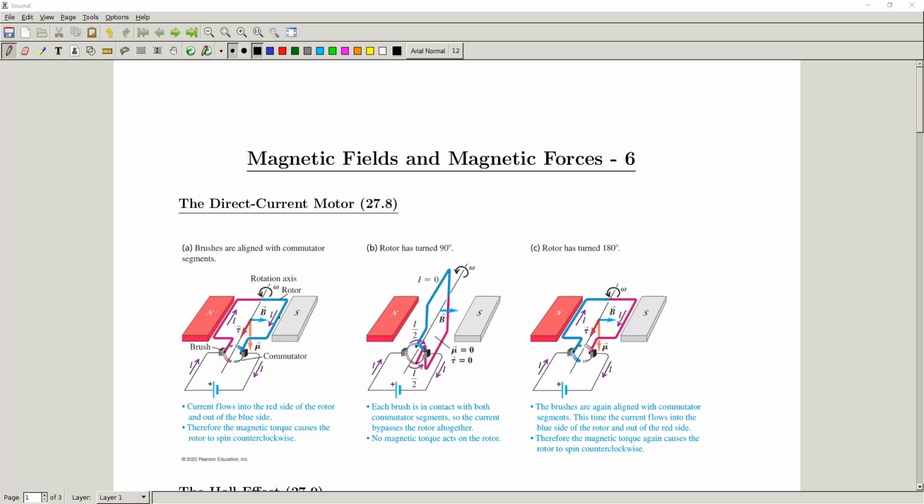And these things can become able to move pretty large loads, right? And so this is just a really simple overview of how these DC motors would work. And that's really all I wanted to talk about from section 27.8.